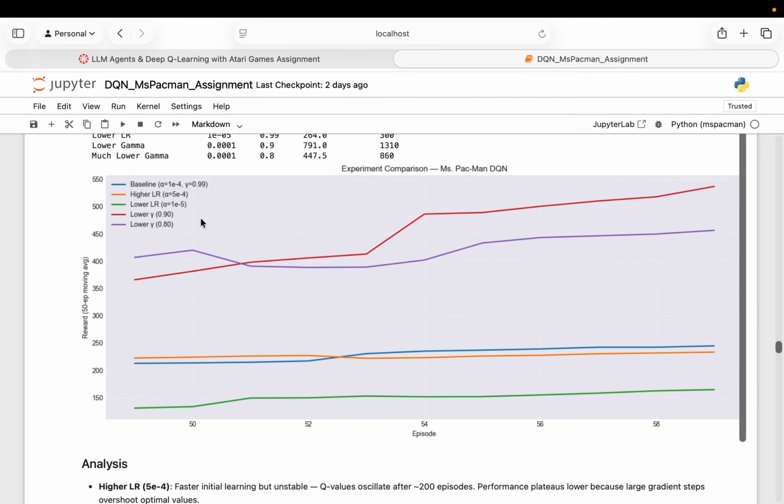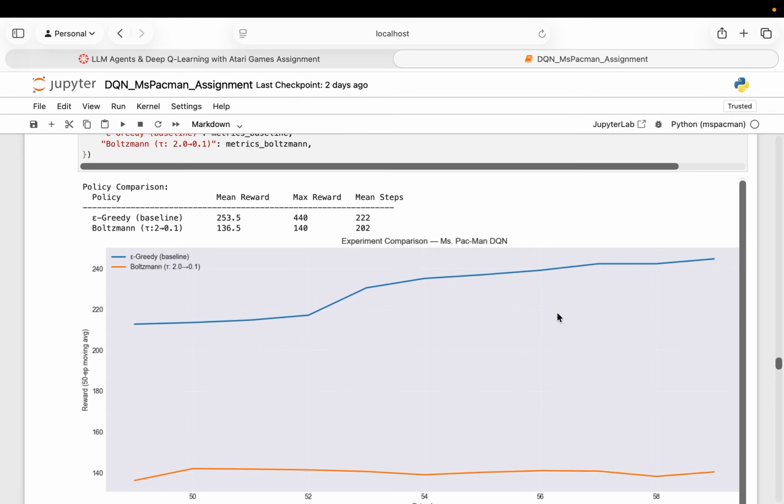For the exploration policy, Boltzmann softmax underperformed epsilon greedy. The reason is that early in training, the Q values are noisy garbage and Boltzmann trusts those noisy values when choosing actions. Epsilon greedy's uniform random exploration is actually more robust because it doesn't depend on Q value accuracy.